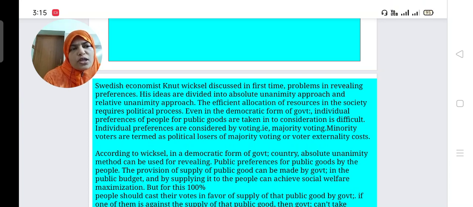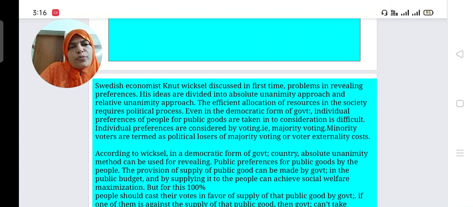Even in a democratic form of government, it is difficult to take the individual preferences of people for public goods into consideration. Individual preferences are considered by voting, that is, majority voting. Minority voters are termed political losers, which is the voter externality cost. Suppose a government is going to start a new hospital in our area. Firstly, they will call for a meeting: is it necessary or not?